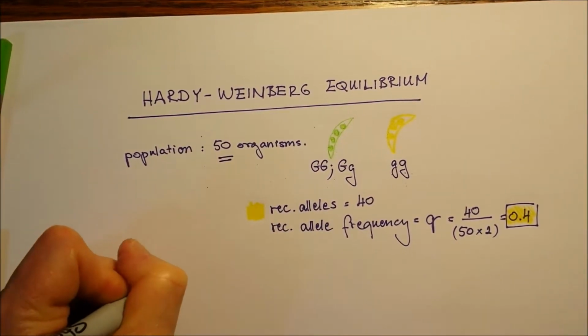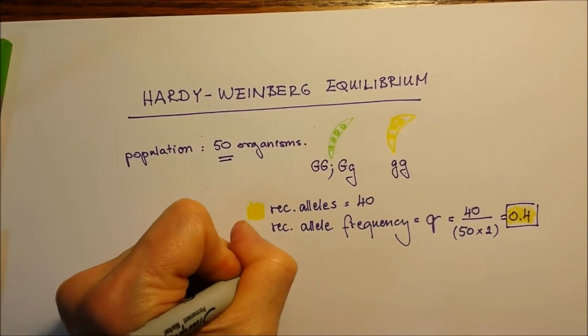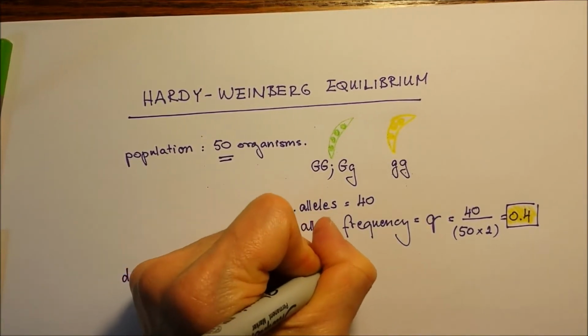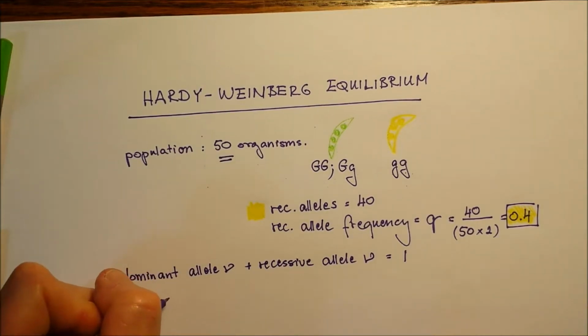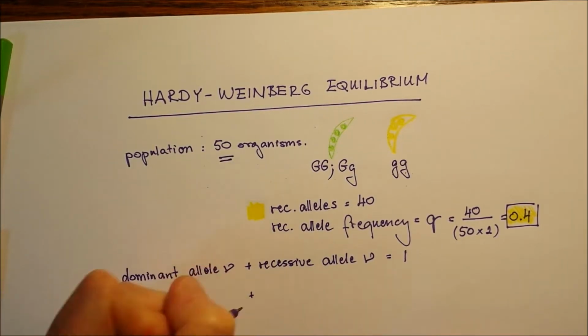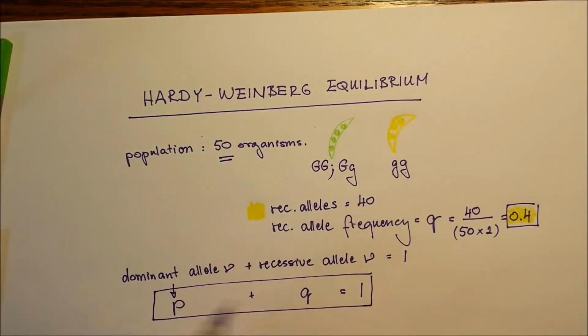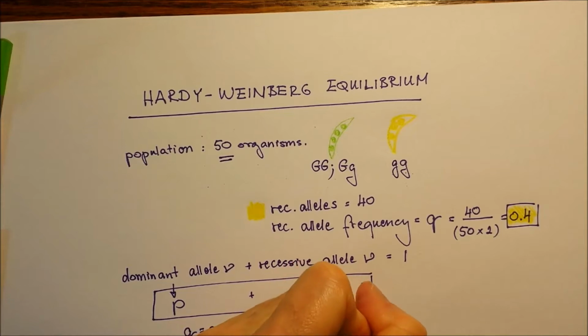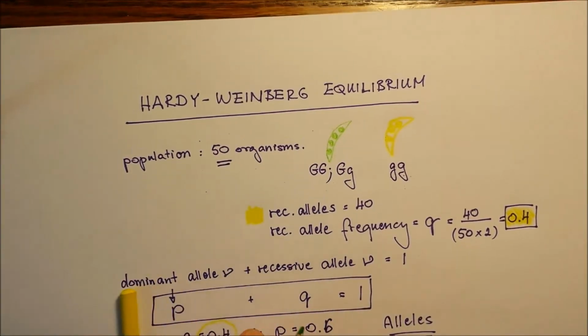The dominant allele frequency and the recessive allele frequency, as we saw in the lab a couple of classes ago, add up to 1. If we use the letter P for the dominant frequency and the letter Q for recessive, their sum adds up to 1. Now, we know that the recessive allele frequency is 0.4. The dominant allele frequency will be 0.6 in this case.